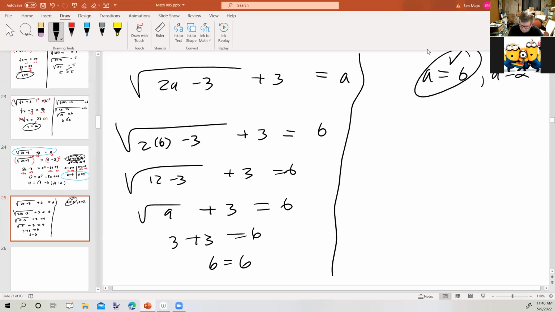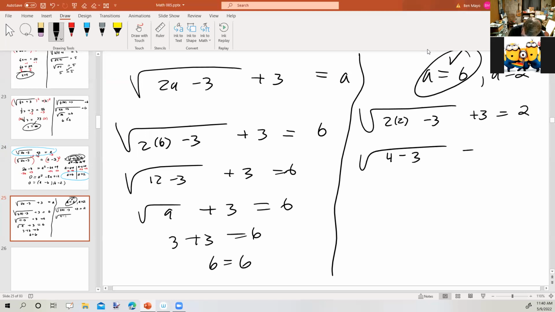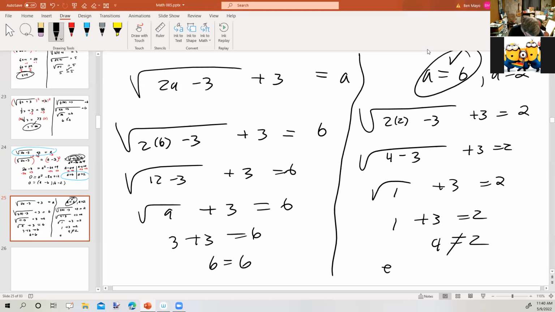Let's take a equals 2 and plug it in. The square root of 2 times 2 minus 3 plus 3 equals 2. The square root of 4 minus 3 plus 3 equals 2. The square root of 1 plus 3 equals 2. 1 plus 3 equals 2. 4 equals 2.